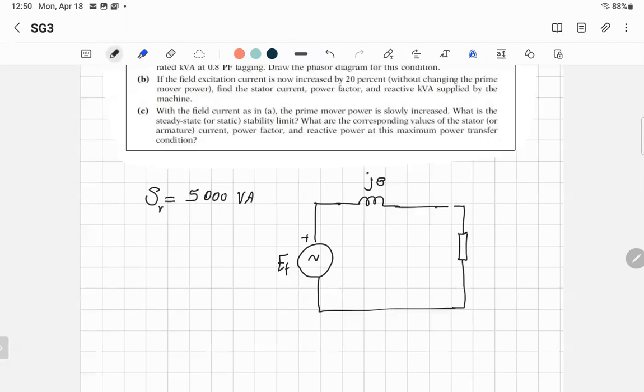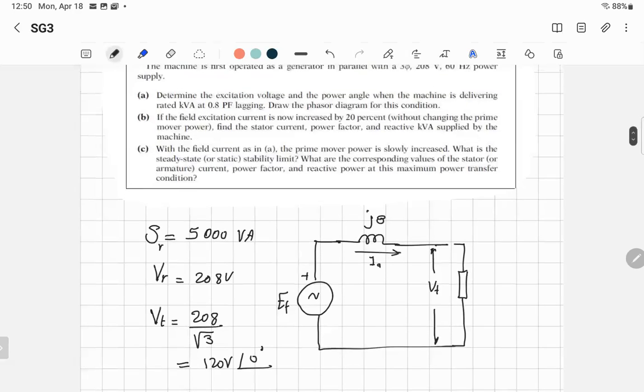And the terminal voltage line to line was 208 volts. So when you talk about VT here, it has to be the phase voltage, right? So VT phase will be equal to 208 divided by square root 3, which is equal to 120 volts. And usually we take it at an angle of 0 as reference. Now we need to find the current IA. How to find the current IA? He said rated voltage and the power factor, I'm going to show you here.